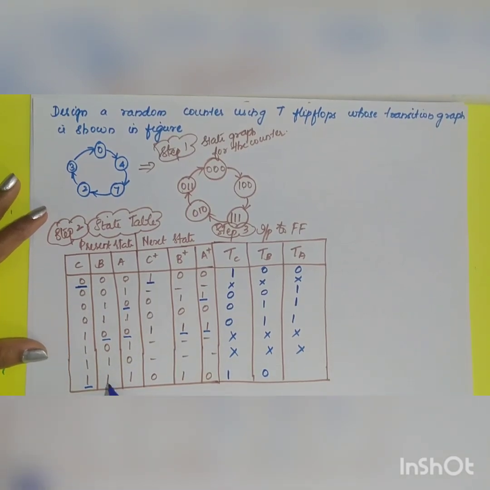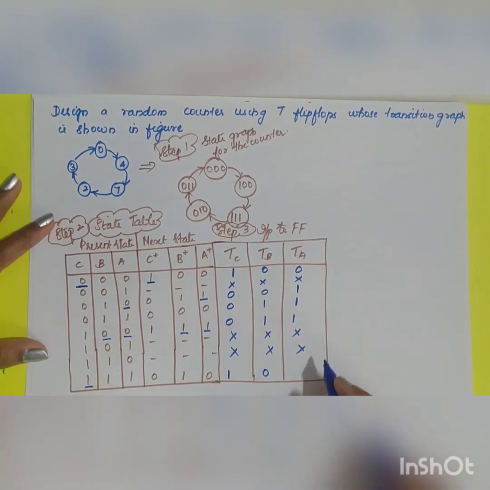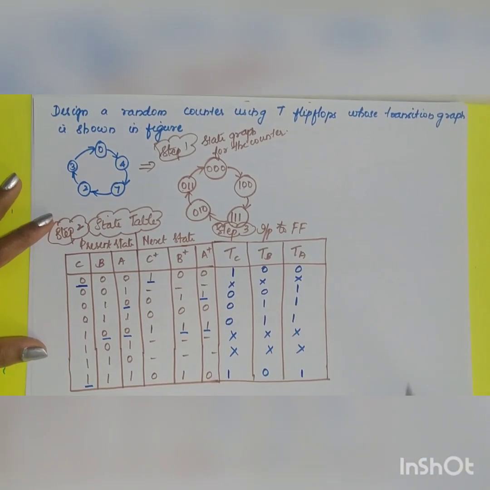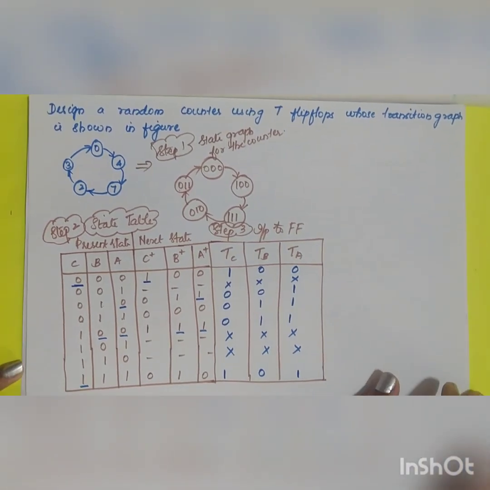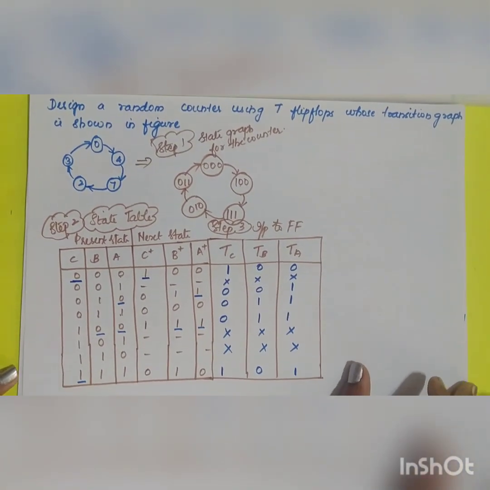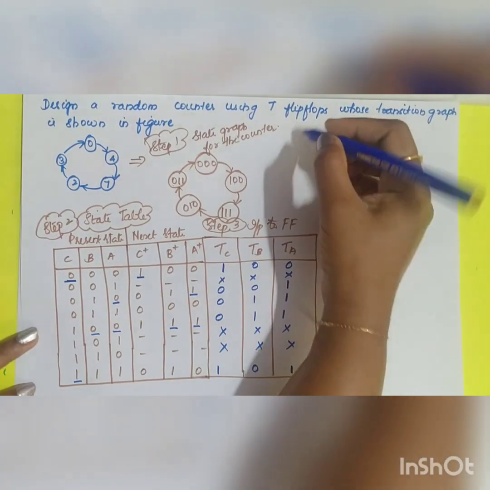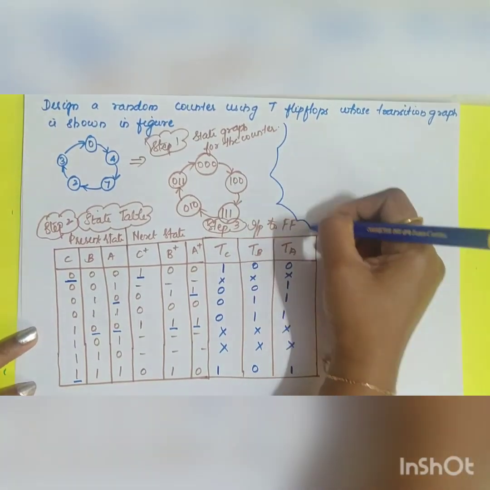Okay. So here it is B is equal to 1, B plus is equal to 1, there is no change. A is equal to 1, A plus is equal to 0, there is transition. So these are the different inputs to the flip-flop that you have got. Now we will construct a K-map for all these three. Let me draw it here itself.